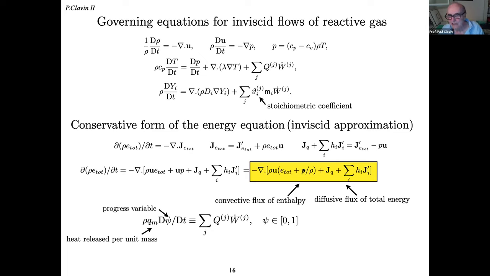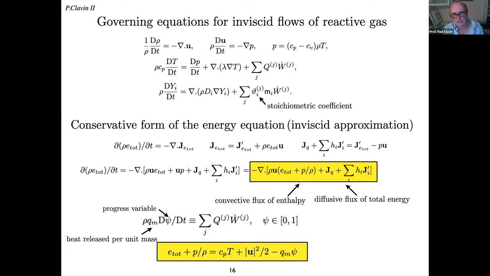So with the energy, one has to be careful that the total flux of energy is a diffusive flux, but the convective flux is rather different. It's not only rho u times the energy per unit mass, but plus a term coming from the pressure, p over rho. This is a difficulty. For a progress variable, this is called the progress variable. You have this equation here, and the total energy plus p over rho is simply cp T plus u squared over 2 minus Q times the progress variable, which is defined here.